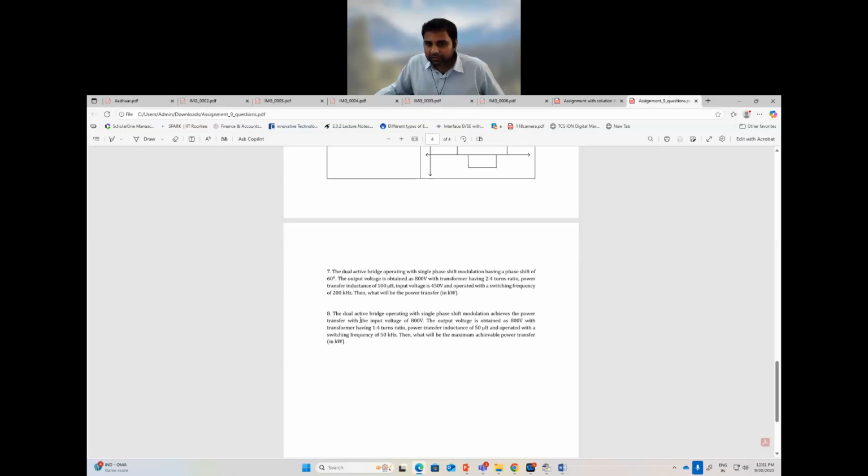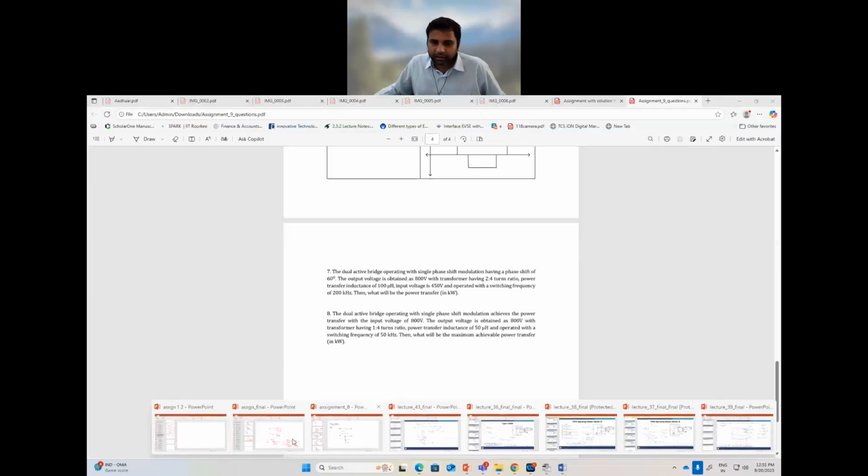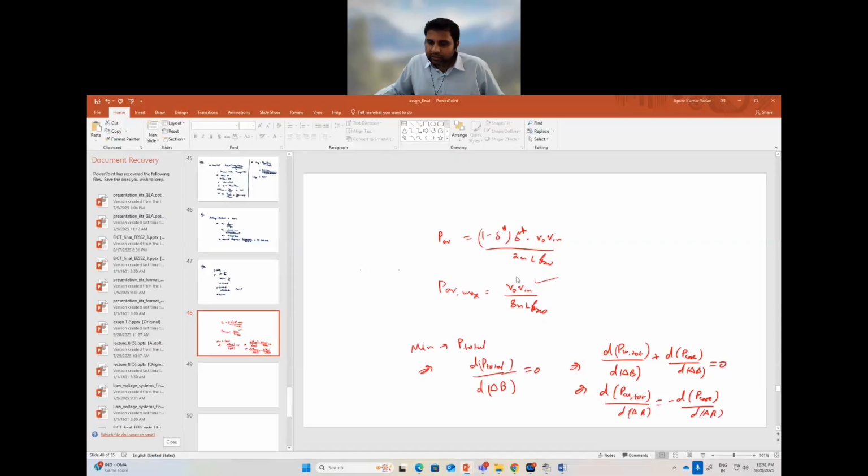Then again, question number 7 and question number 8 are directly straightforward. Using the formulas you can put it in and obtain the answer. These are the only two expressions you will need while solving, because we have considered SPS modulation. With dual phase shift or triple phase shift, you have a lot of big, complicated expressions, which you can solve following the method we discussed in the course.